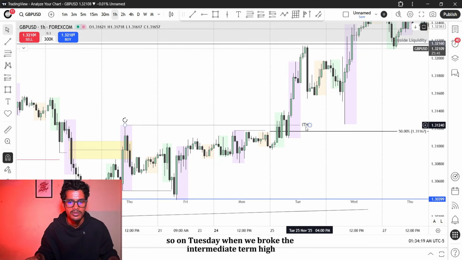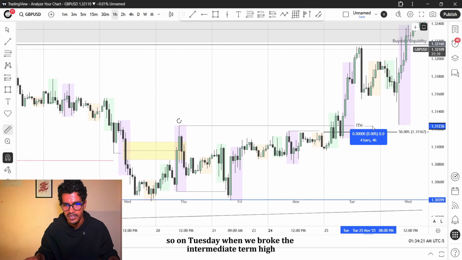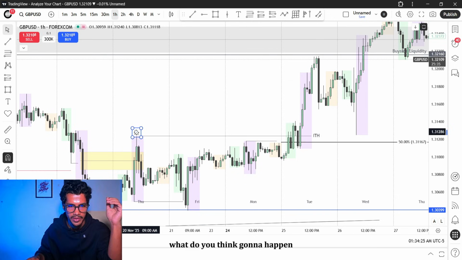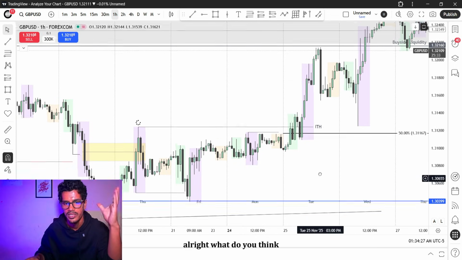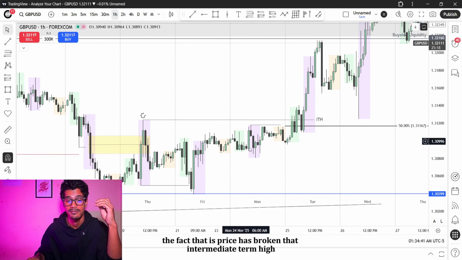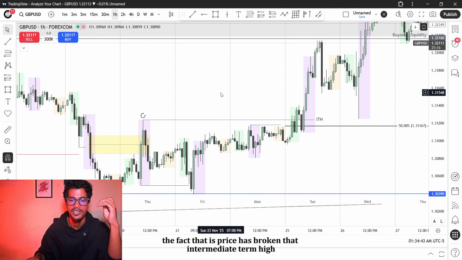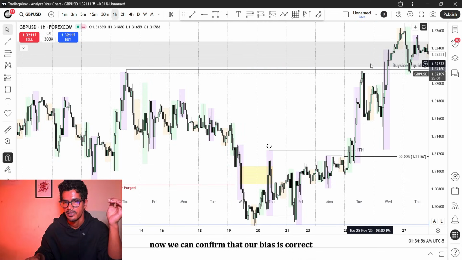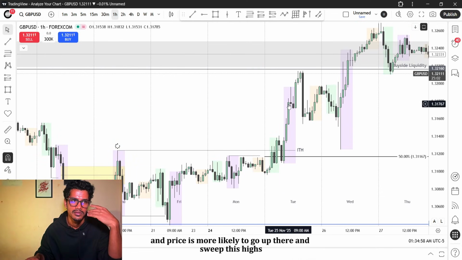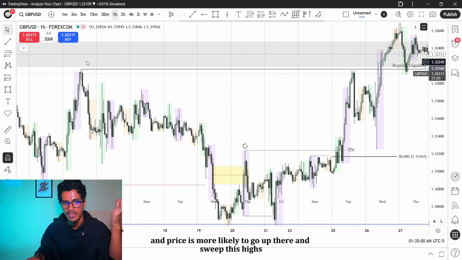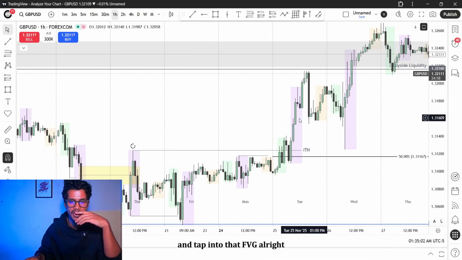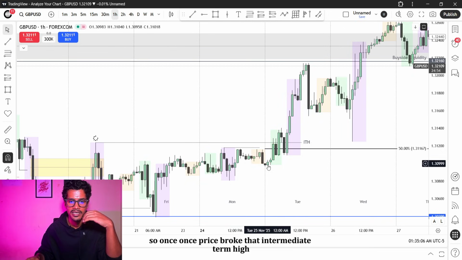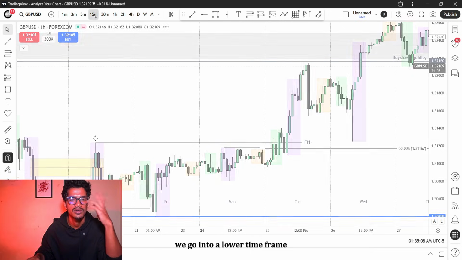All right. So on Tuesday, when we broke the intermediate term high, what do you think is gonna happen? All right. What do you think? The fact is price has broken that intermediate term high. Now we can confirm that our bias is correct and price is more likely to go up there and see these highs and tap into that fair value gap. All right. So once price broke that intermediate term high, we go into a lower time frame.